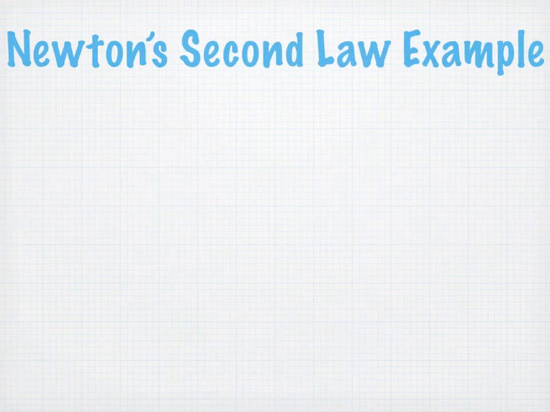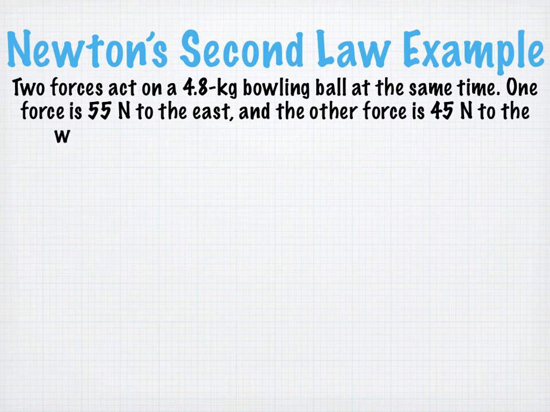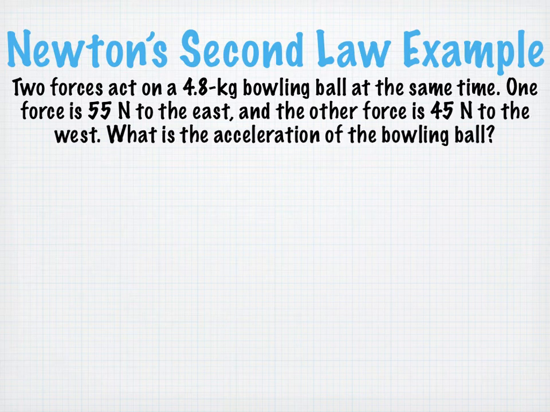Let's look at an example problem using Newton's second law. Two forces act on a 4.8 kilogram bowling ball at the same time. One force is 55 newtons to the east, and the other force is 45 newtons to the west. What's the acceleration of the bowling ball?